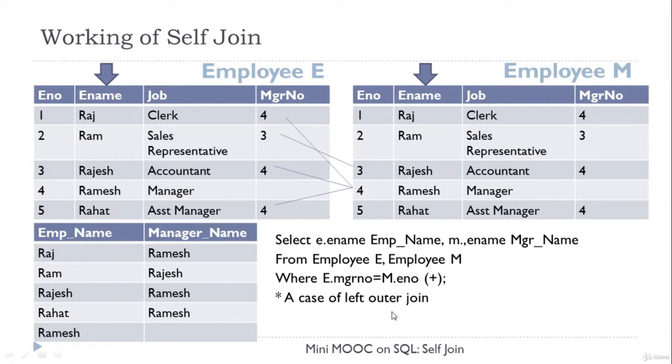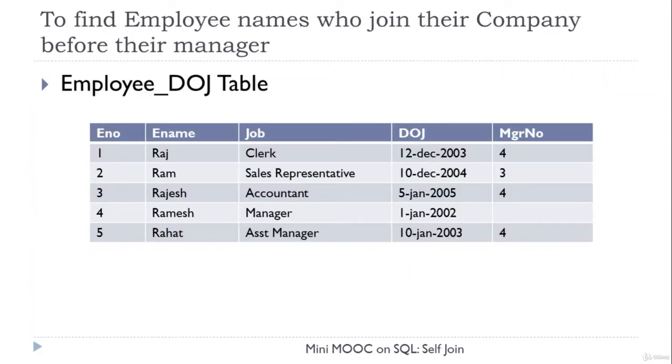Let us consider employee date of joining table where we have introduced another column, date of joining, and we are interested in retrieval of employee name who joined their company before their manager. In order to produce this output, first task will be to join employee with their corresponding managers and then check their date of joining with each other. Let us first join employee with their manager with the use of self-join.